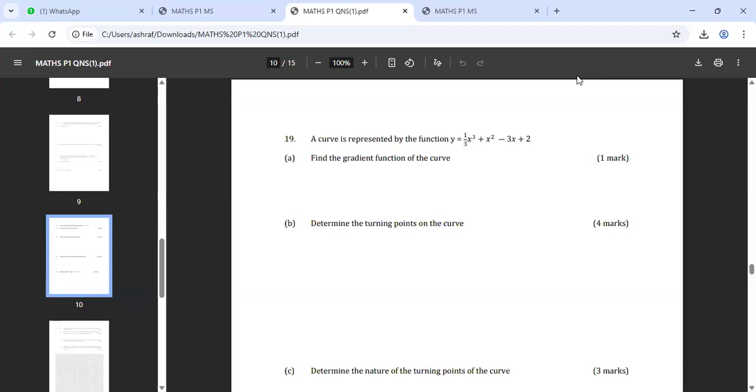And then determine the turning points on the curve. Turning points occur when what? Yes, Steve. They occur when the gradient is equals to 0. Good. They occur when the gradient is equals to 0. So let's take dy/dx and equate it to 0 and then get the turning points.